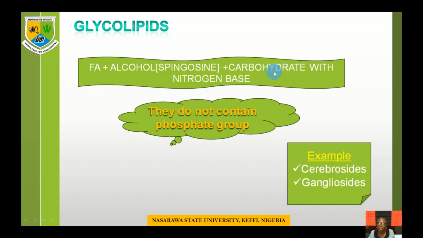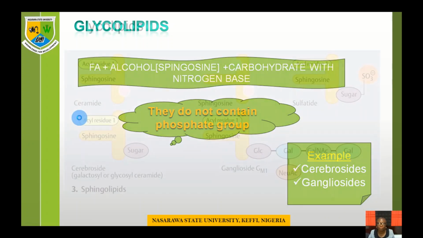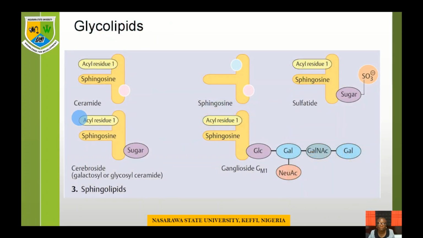The carbohydrate which glycolipid contains, and the phosphate group which phospholipid contains, is not present in glycolipids. Examples are the cerebrosides and the gangliosides. Now these are examples of glycolipids. These are just schematic diagrams. You have the ceramide. The ceramide contains just the fatty acid and the sphingosine.